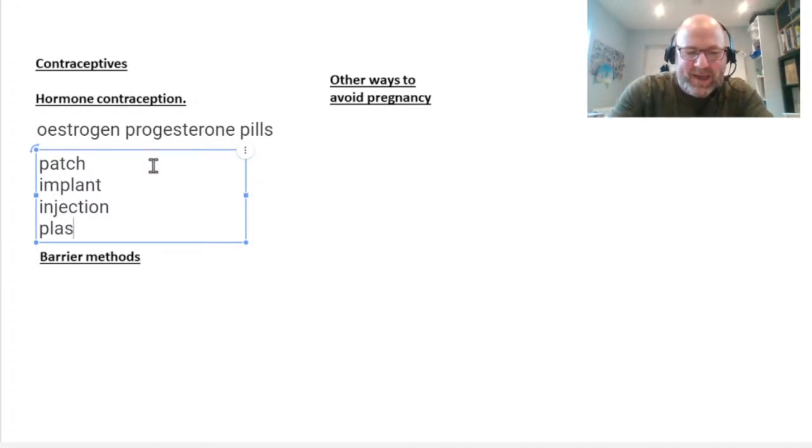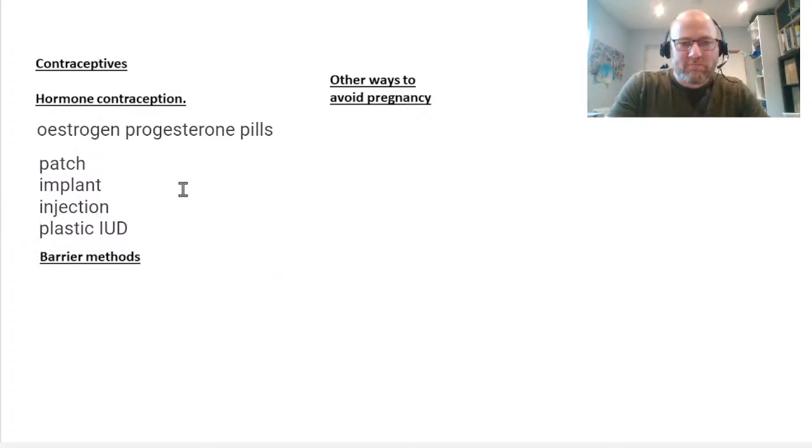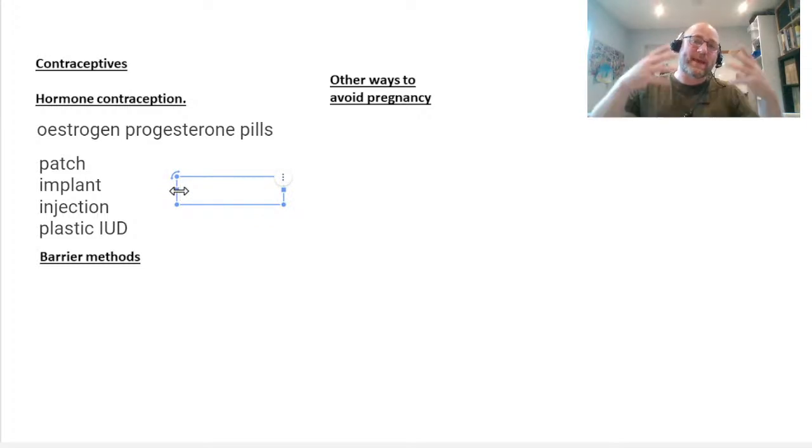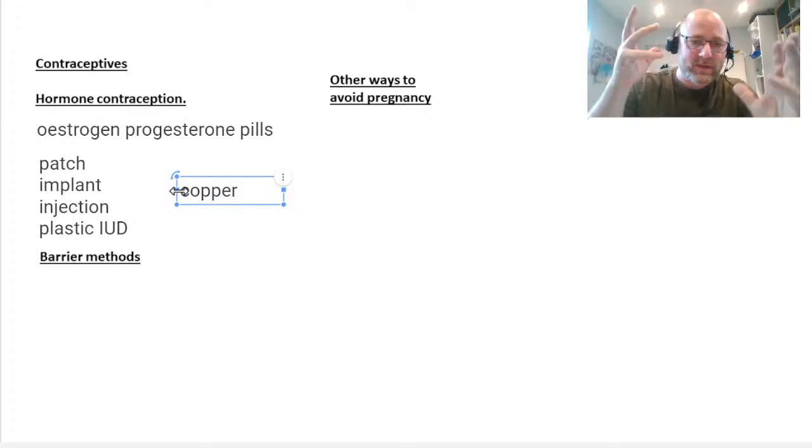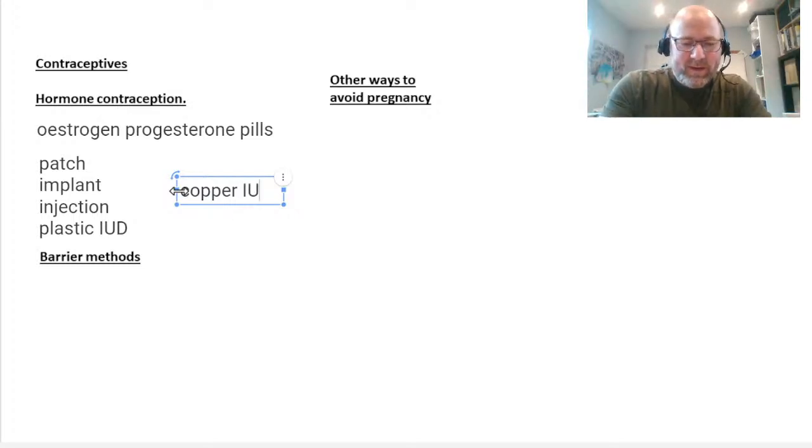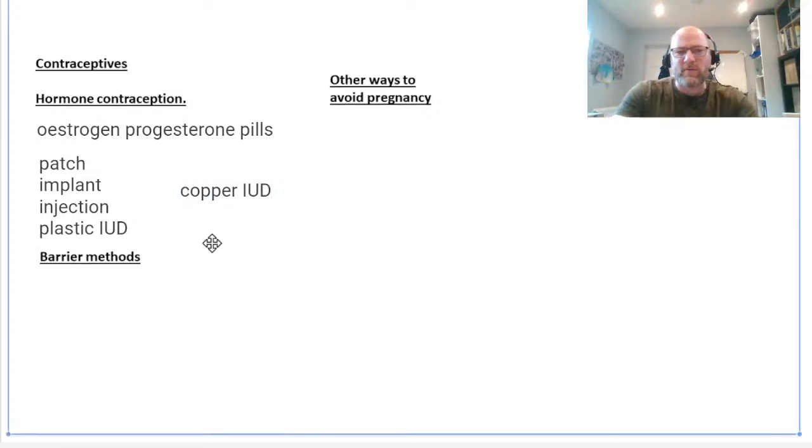We got the plastic IUD. The plastic one releases hormones that inhibit FSH and LH. There is a copper IUD, which has spermicide, the copper is a natural sperm killer. I think the copper one probably does both. But copper is a natural sperm killer, so that should kill the sperm.